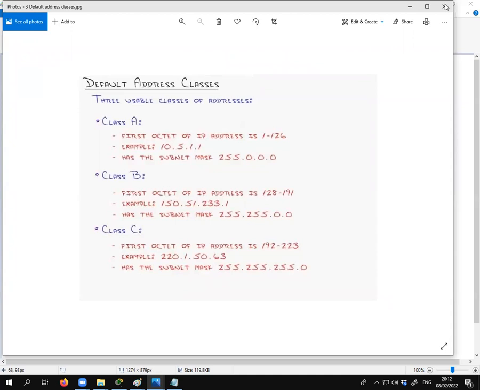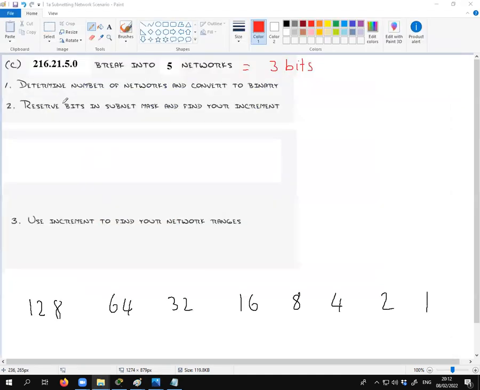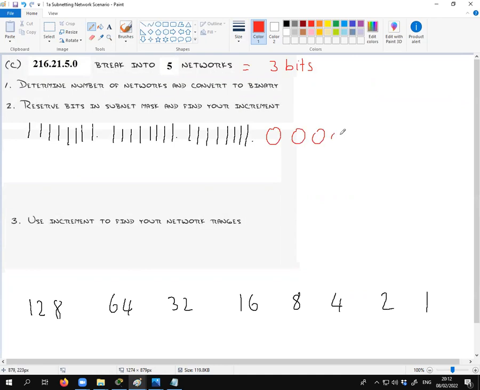11111111. 8 bits. So 255 in binary is 1, 2, oh, one second. I'll put that in black. 1, 2, 3, 4, 5, 6, 7, 8. Dot. 1, 2, 3, 4, 5, 6, 7, 8. Dot. 1, 2, 3, 4, 5, 6, 7, 8. Dot. Let me put this in red. 0, 0, 0, 0, 0, 0, 0, 0. 1, 2, 3, 4, 5, 6, 7, 8.